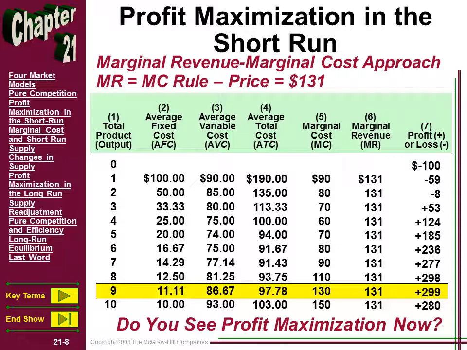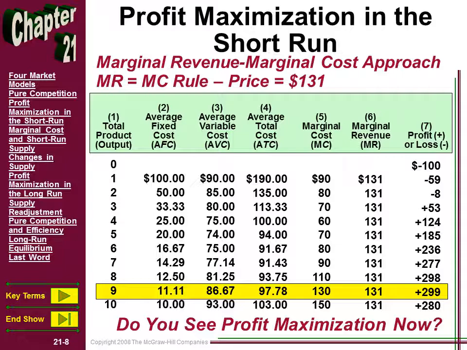You can take 9 times 131 for total revenue, right? Because 9 units sold times the price of each unit gives you total revenue. That would give you your total, and you could subtract total cost from that. So how would you get total cost? You could take 9 times column number 4, which at 9 units of output is 97.98, right? So average total cost, which is per unit cost there. So you could take those two numbers, and if you subtracted your total cost from your total revenue, you would come up with $299.